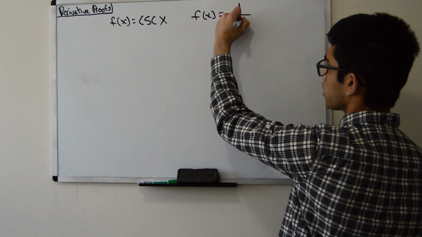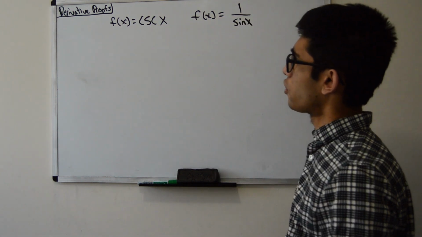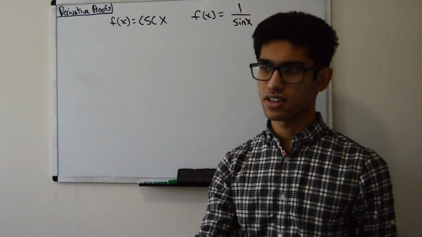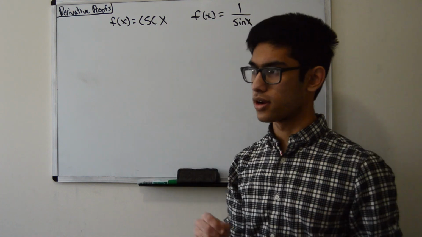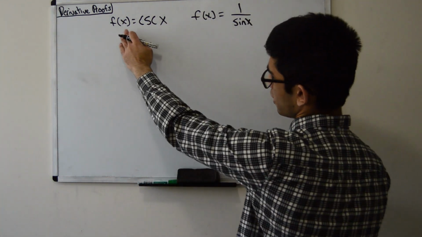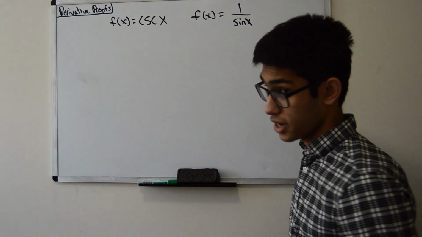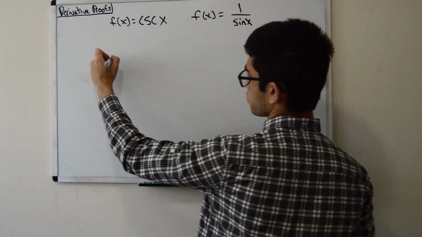1 over sine x. Great. I always mess up cosecant and secant because they're a little bit weird in the brain. But okay, cosecant is equal to 1 over sine x. We know that. Okay, so let's go ahead and take the derivative.